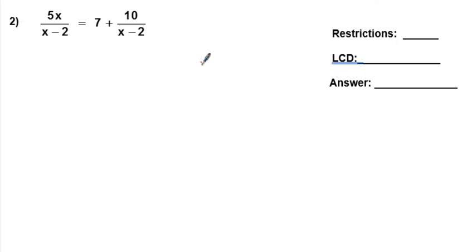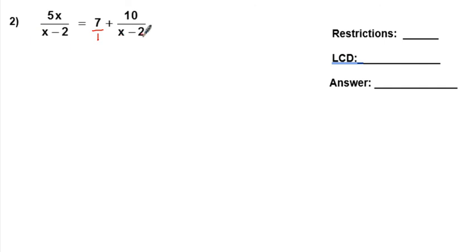So once again, we need to figure out what our lowest common denominator is. And don't forget, this 7 is currently sitting over top of a 1. We also need to talk about restrictions. So let's look again. We have variables in the denominator here. We have variables in the denominator. So there's a possibility that x could be something that would cause a problem.